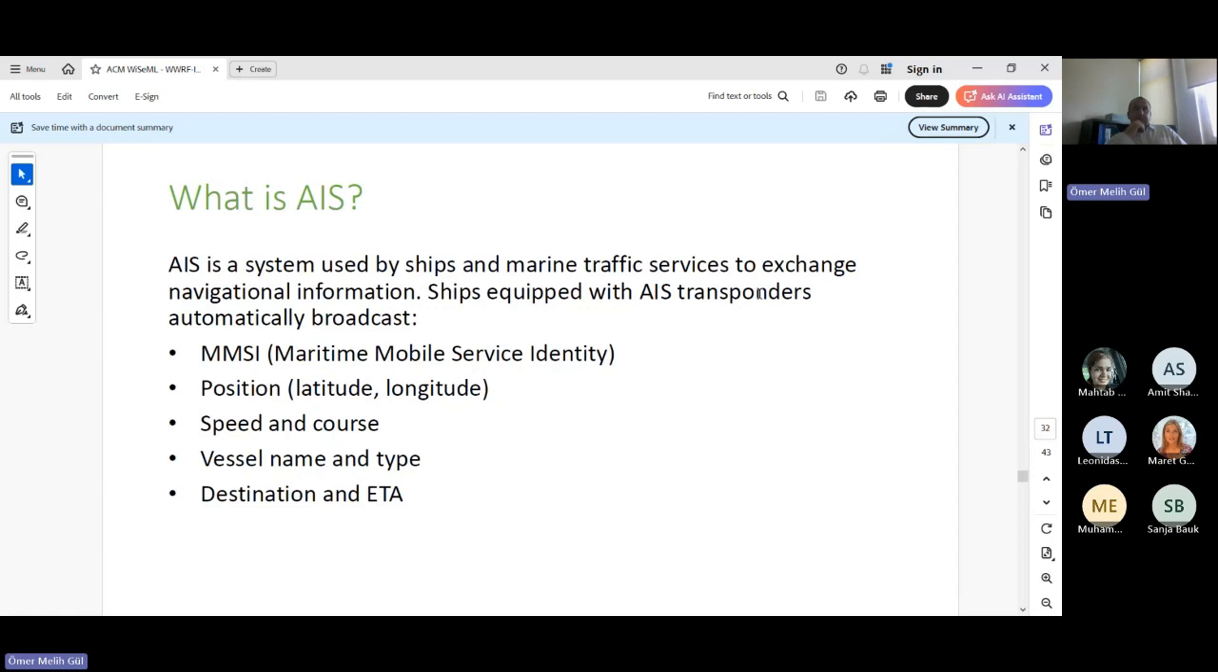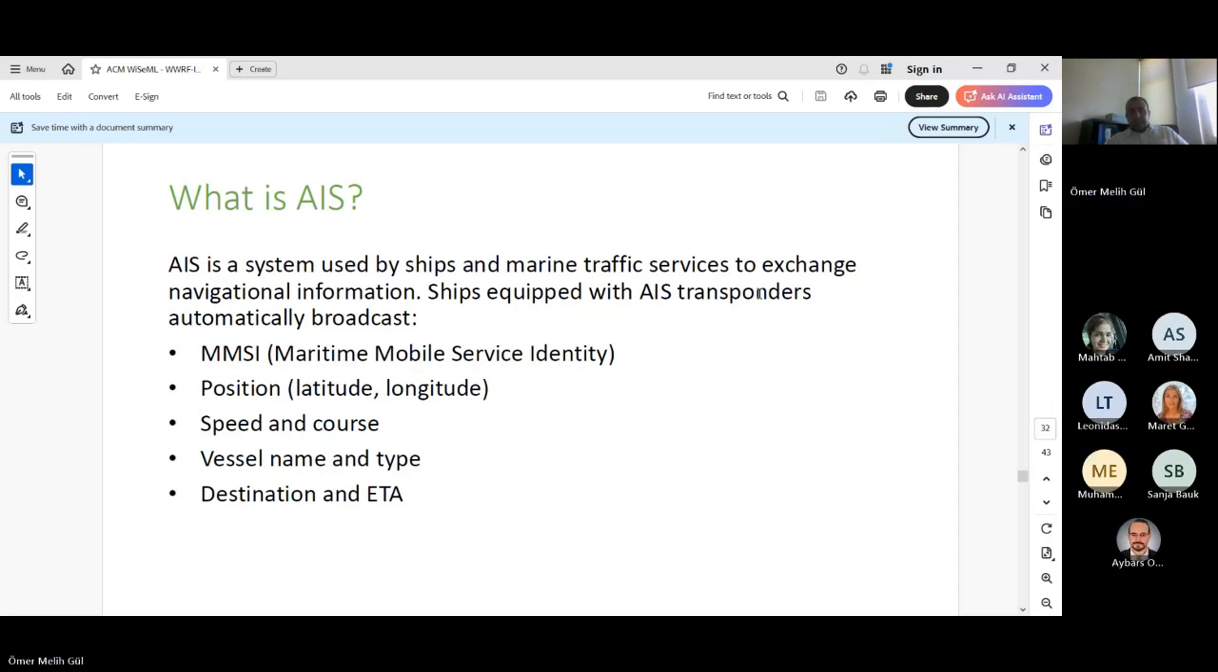Okay, we talk about AIS. What is the AIS? AIS is a system used by ships and marine traffic services to exchange navigation information. The ships equipped with AIS transponders automatically broadcast the maritime mobile service identity, the position, latitude, where we are, and the speed and course, the vessel name and type and destination data. So it is a kind of identity. You give this information, and you say, okay, that is our plan, that is our position.